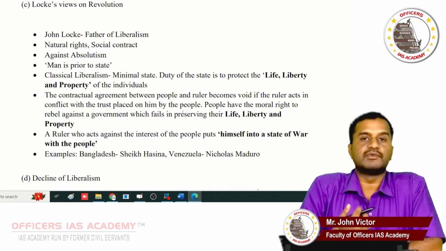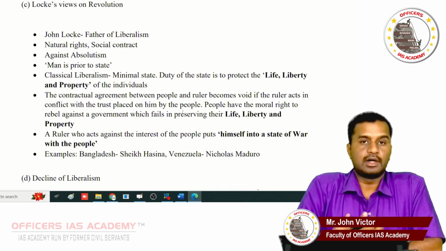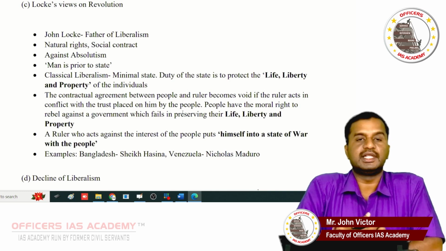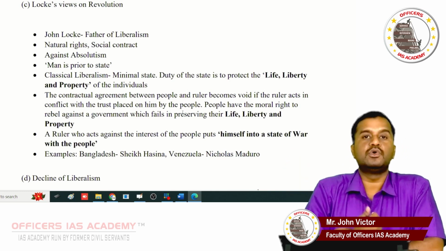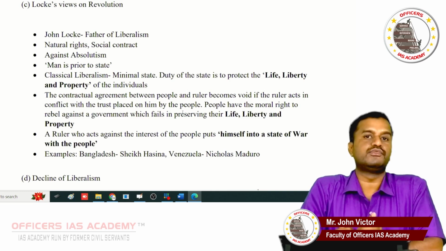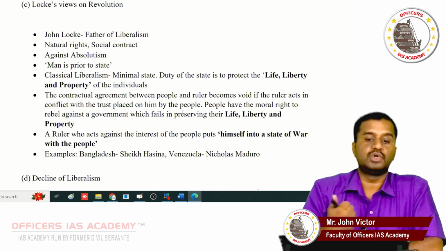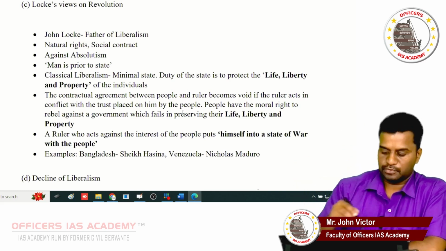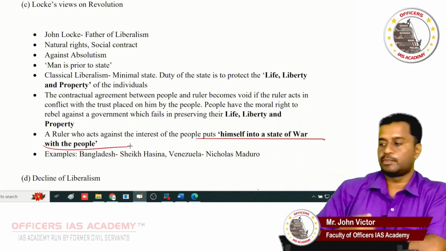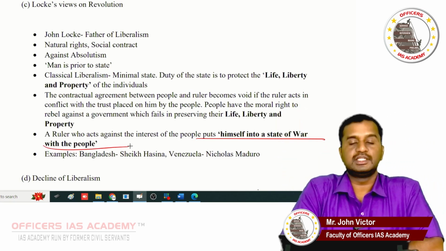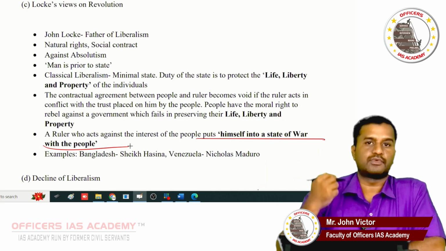Coming to revolution, Locke puts forward a radical view regarding the position of the individual. He tells that the individual has a right to question the ruler and even remove the ruler if the ruler is unable to fulfill the duty of protecting life, liberty, and personal property. Such a ruler or government puts himself into a state of war with the people. So if the ruler is not ruling properly, if he is unable to fulfill his duty, the people have a right to rebel. So people are not at fault here, the ruler is at fault.